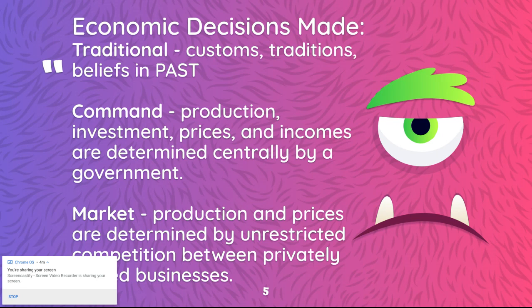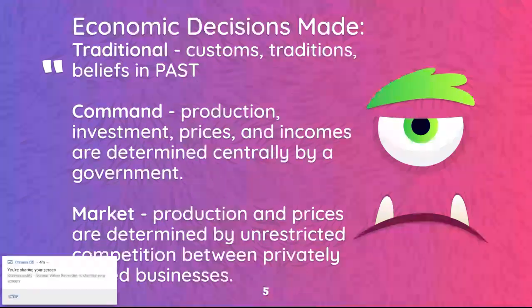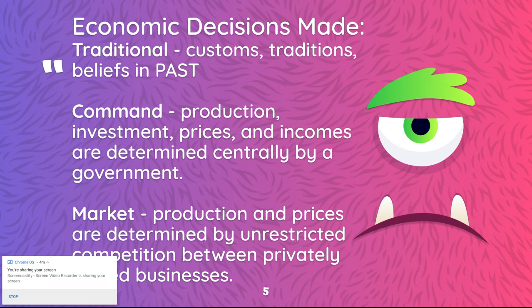Then you have a market. A market economy, or free market, laissez-faire, to use the French term, is where production and prices are determined by competition in the marketplace. In other words, private individuals and private businesses make the determinations over what's going to be produced, how it's going to be produced, and who is going to fulfill or buy those items. In a market economy, a big deal of that is private ownership.